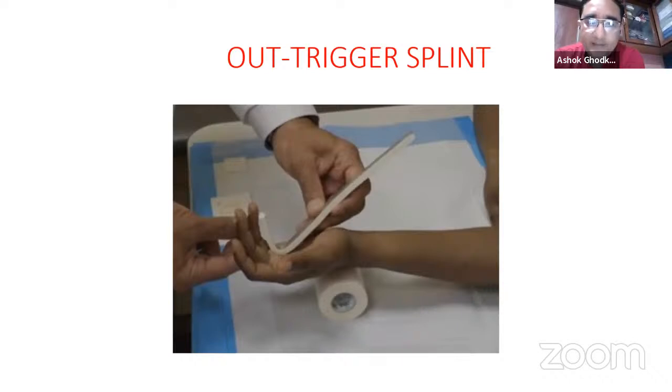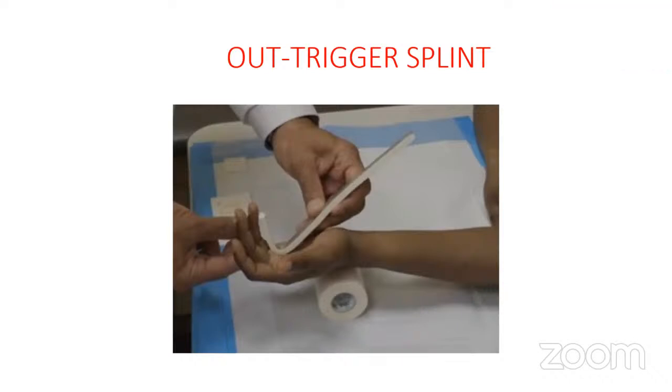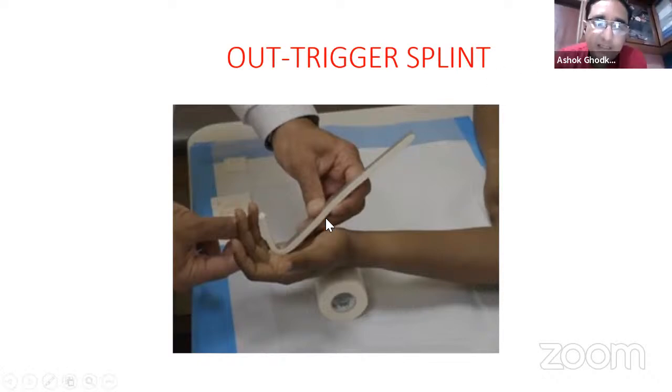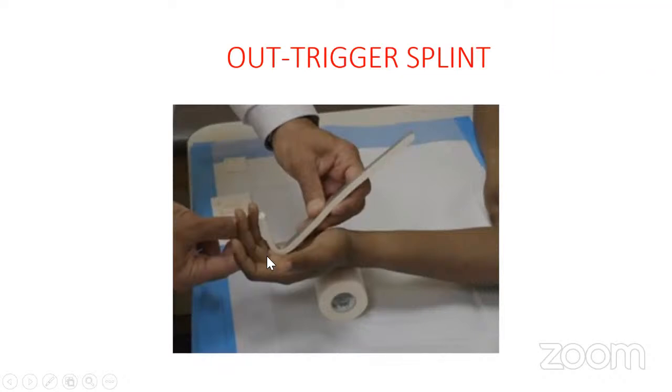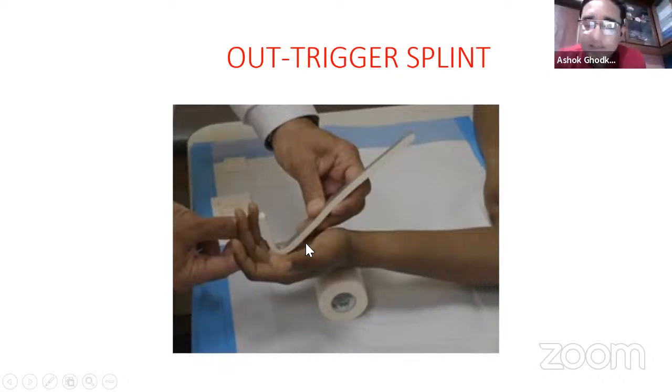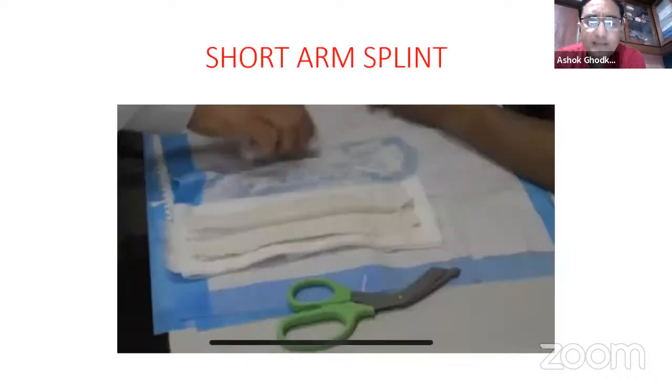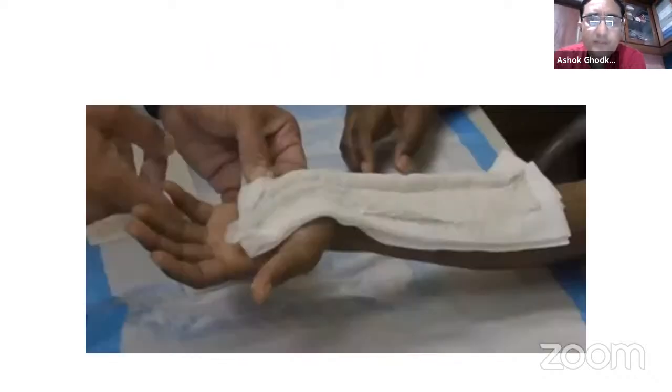Outrigger splint, again, we use this. It can be made in our own clinic. This is an aluminium splint, and this is a cushion along that aluminium splint. It is a malleable thing, so we can make it of whatever shape we want. Like this. With this on, we put a plaster and the short arm splint.